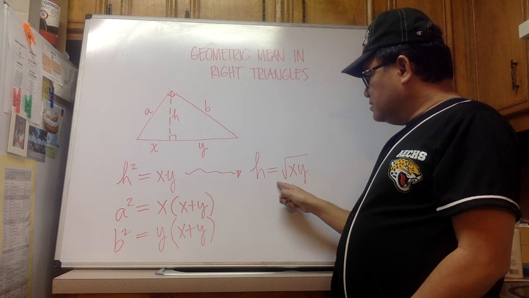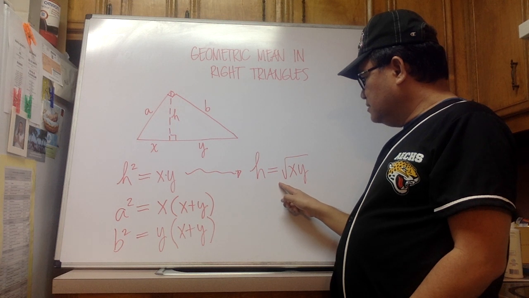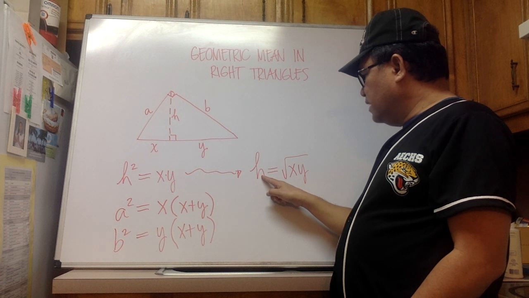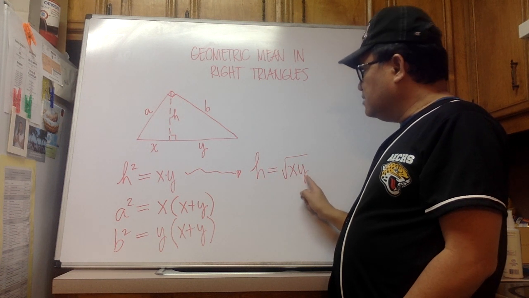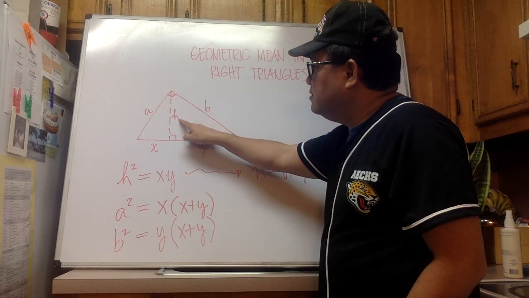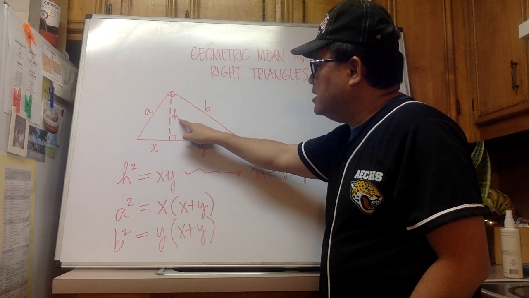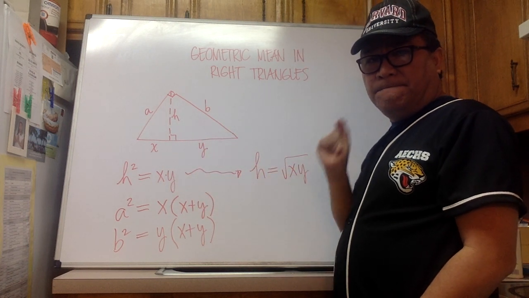Now, doesn't this look familiar to you? This essentially tells you that the altitude of the right triangle is equal to the geometric mean of x and y. The altitude of the right triangle is equal to the geometric mean of x and y. Boom.